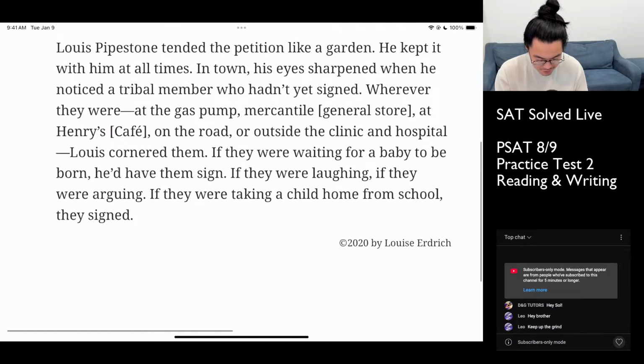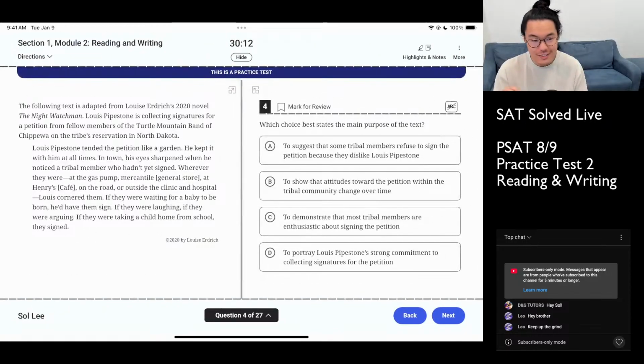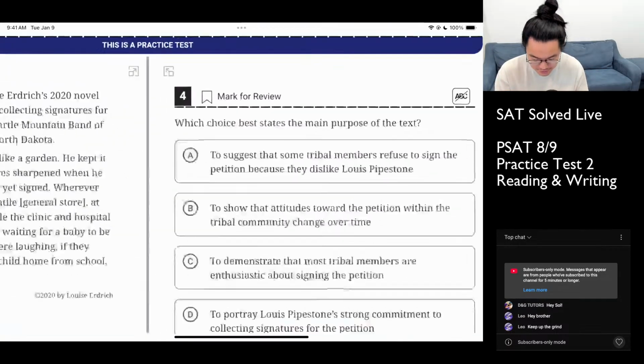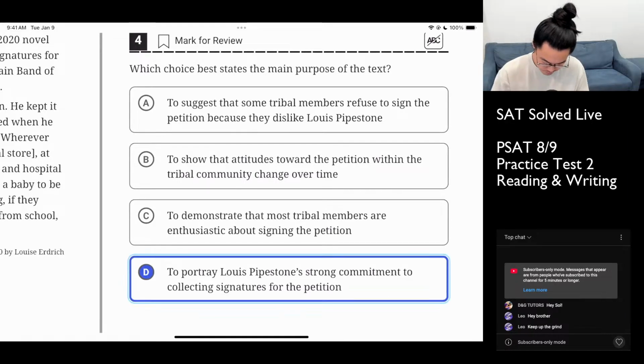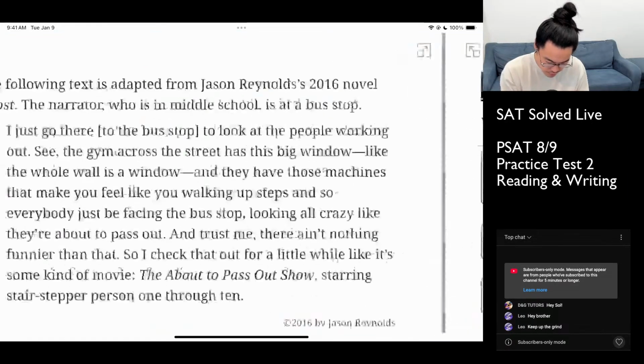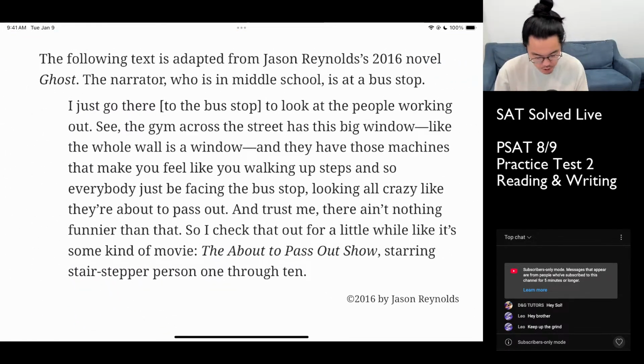Okay, how totally he has stood up to his mission. Strong commitment, perfect. All right, that is exactly what I predicted. Moving on. 2016, Ghost.